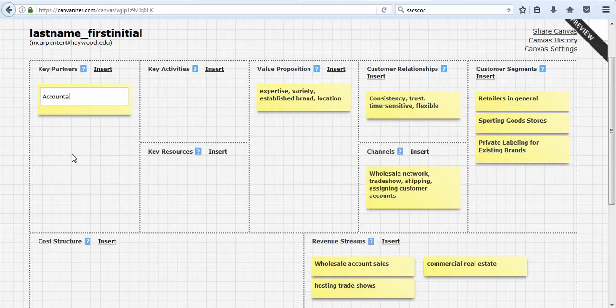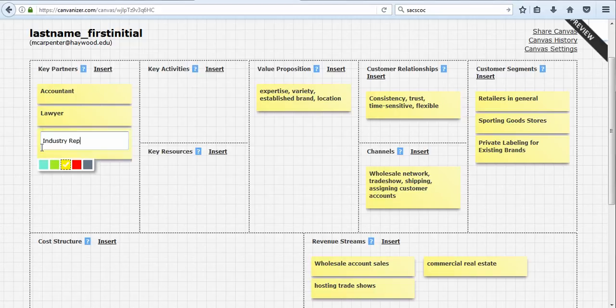Maybe your accountant, maybe your lawyer, maybe your industry representative, maybe your supplier of raw materials, or suppliers in this case. I'm sure they have more than one. But these key partners are kind of the people that you really could not be in business without. These are not people that work for you. These are people that are partners to the company, that kind of work in tandem with you.